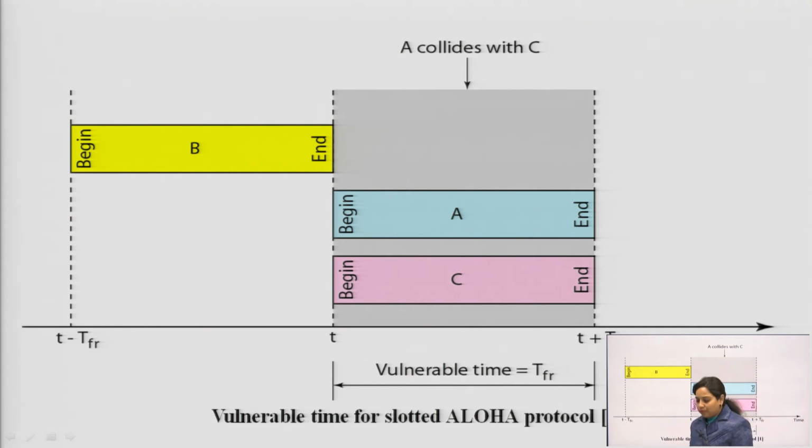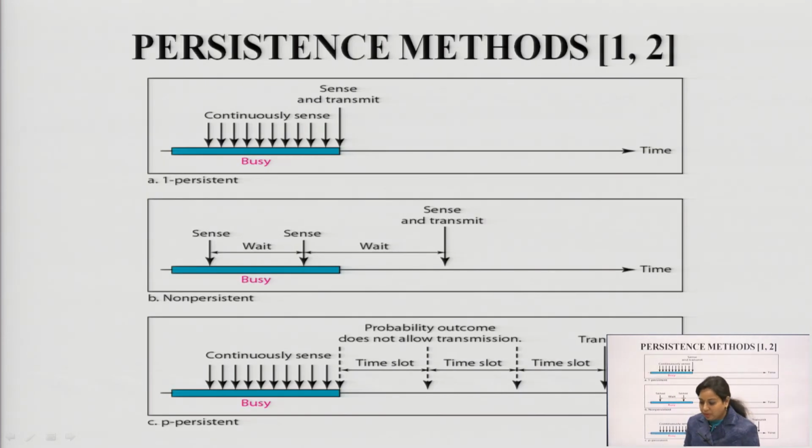So, this is the drawback of slotted ALOHA: A and C, both the frames will be lost, and nothing will be delivered at the receiver side. Now, next are the persistent methods. There are three different types of persistent method. The first is 1-persistent, the second is non-persistent, and the third is P-persistent.